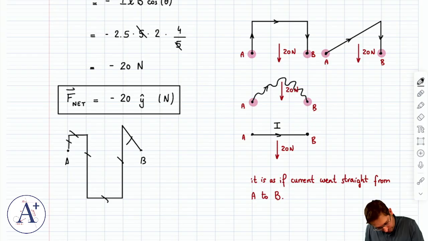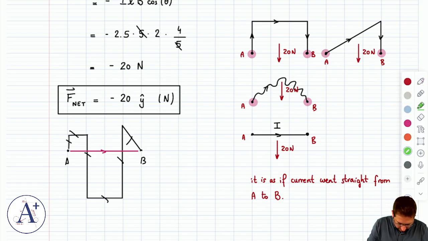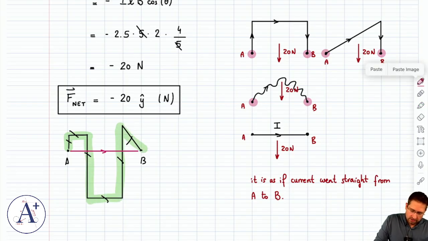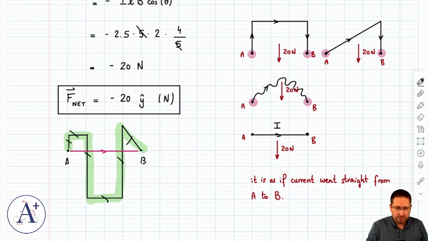But if you know that all you need to do is say, well, forget the shape. It's as if I had this. So I'm going to just find the force acting on this. And it'll be the same net force as that which is acting on this. Then it saves you a lot of time to know that. Anyway, fun little property of the magnetic force on a current.